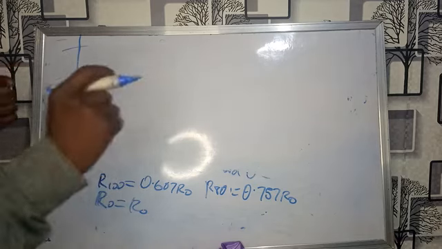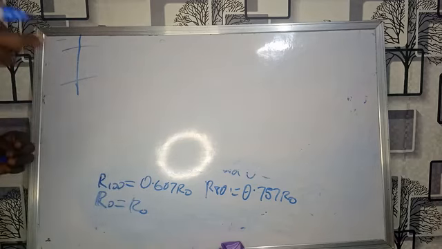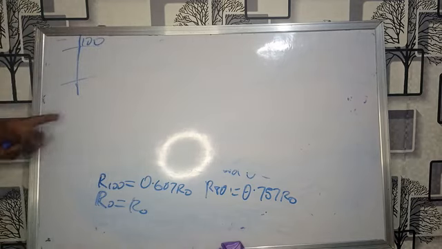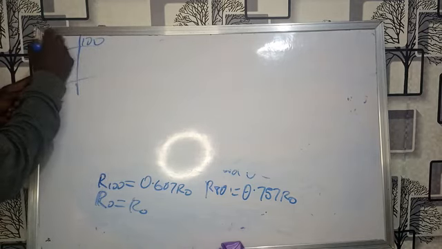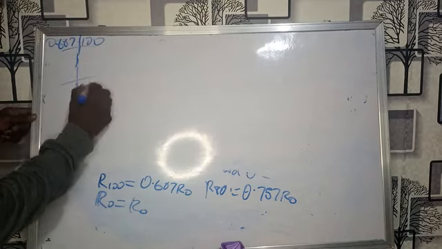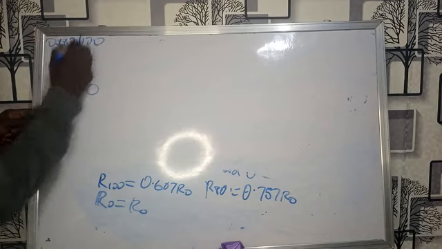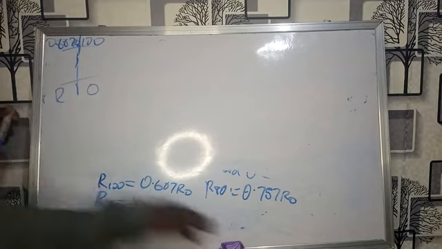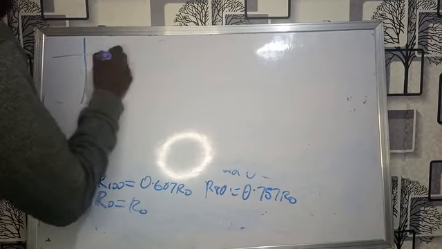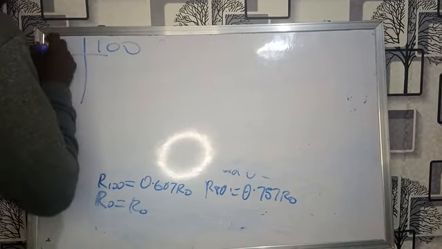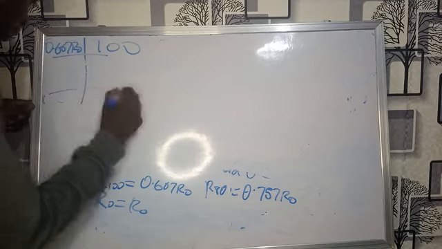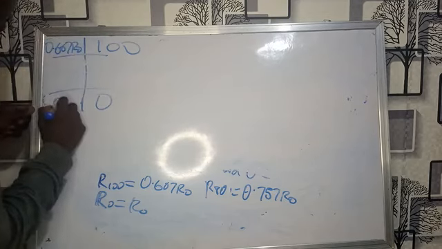Now from here we know that the resistance at 100 degrees Celsius of the substance in the resistance thermometer is 0.667, right? And that at 0 degrees Celsius is equal to what, R0. Sorry, let me make it bolder. So at 100, that's 0.667 R0, and at 0 degrees that's going to be R0.